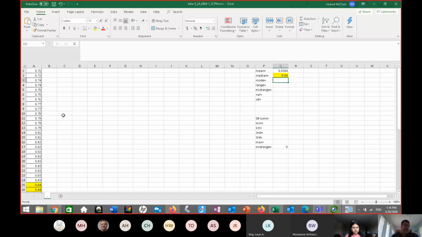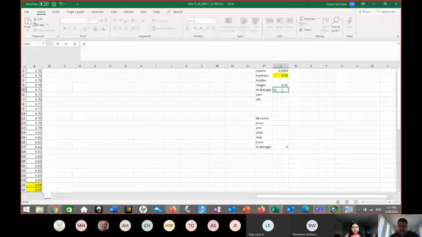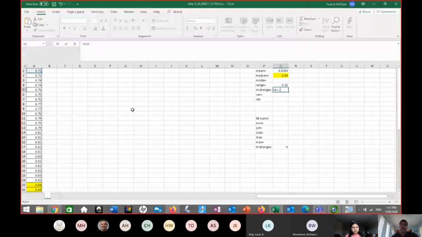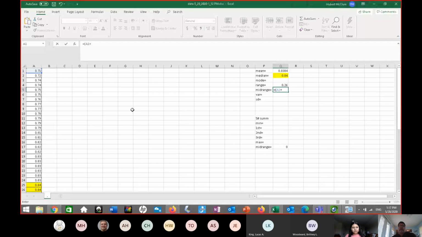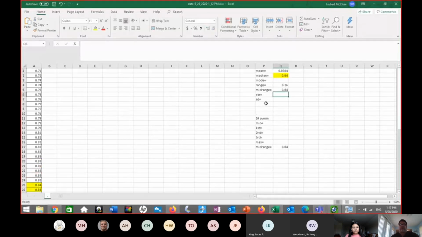Range, that's equal to the highest minus the what? Lowest. Highest minus lowest. Okay, mid-range, that's equal to the highest plus the lowest, or the lowest plus the highest, because addition is commutative. It doesn't matter which one you do. Divided by 2. And that should be your mid-range. Y'all check these answers with the answers from StatCrunch. Should be about the same.